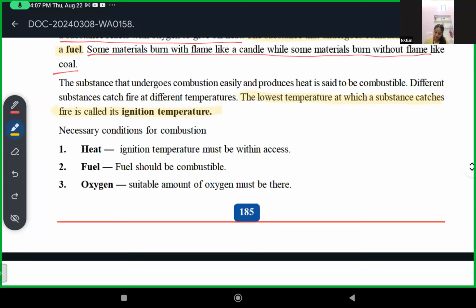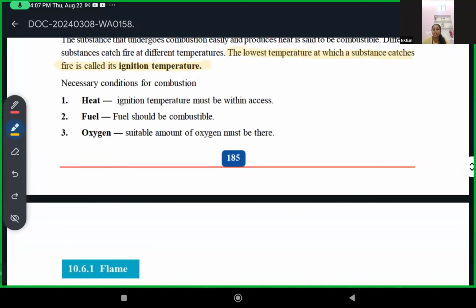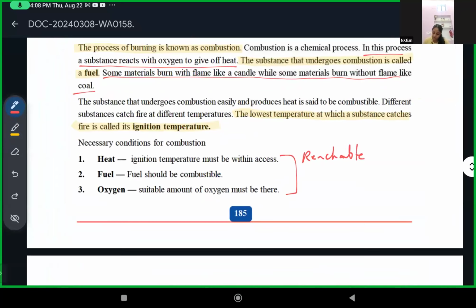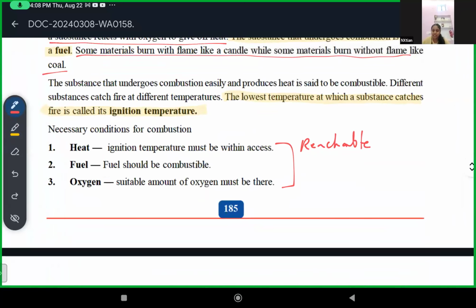Necessary conditions for combustion. Now, what actually is essential for combustion to take place? What is needed for combustion? Ignition temperature must be reachable. Fuel should be combustible, meaning the fuel should be a type that can undergo combustion. And a suitable amount of oxygen must be there.